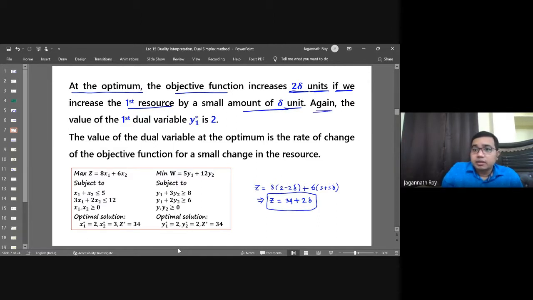Again, we have seen the dual solution. The value of the first dual variable is actually y1 star equals to 2. So here we have seen 2. And y2 star is also 2. So here also, if you try to solve it in this way, if you put here delta, then you will again see that there is a 2 delta increment.